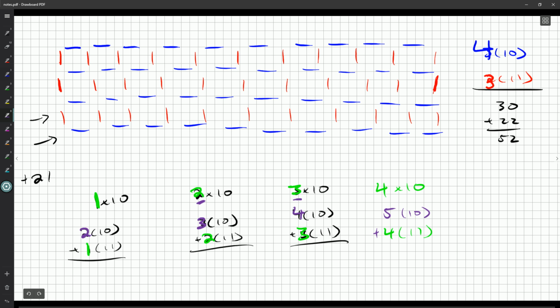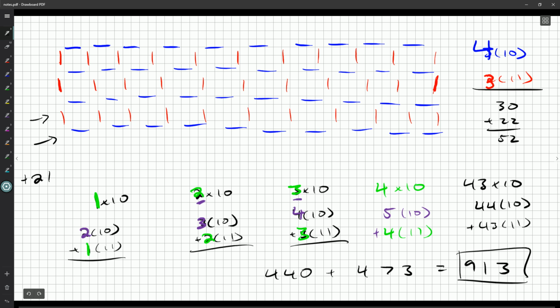Now, how does this help? Well, if we're trying to do 43 by 10, we should expect 43 sets of 11 red vertical toothpicks, and then one more, so 44 sets of 10 horizontal toothpicks. And this can be worked out. 44 times 10 is 440. 43 times 11 is 473. Now if we add those up, 0 and 3 is 3, nothing to carry. 4 and 7 is 11 with one to carry. 4 and 4 is 8, plus 1 is 9. And we get 913.